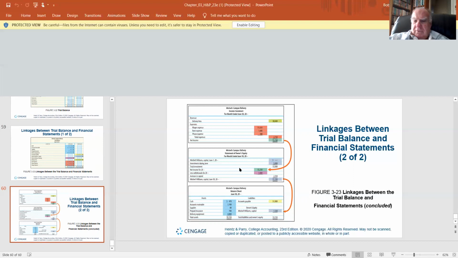This statement here is really your beginning equity statement plus your net income minus drawings gives you your ending equity. That's all we're talking about. Beginning, income, drawing, ending. Bide your time. BIDE is what I use for the equity statement.